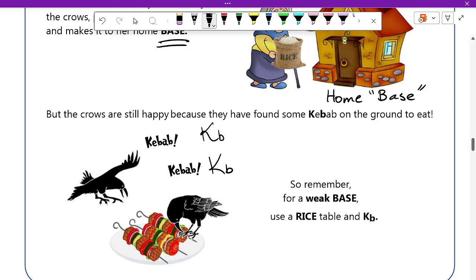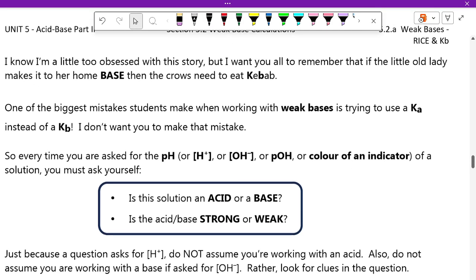I mean, it's all very silly, but so many times people don't remember that when it's a base, you need to use Kb. And they try to make it a Ka, which confuses me no end, and usually confuses the person as well because they can't make it work. They're like, I'm not getting the right answer, and it just confuses everybody. So if you have a base, use Kb.